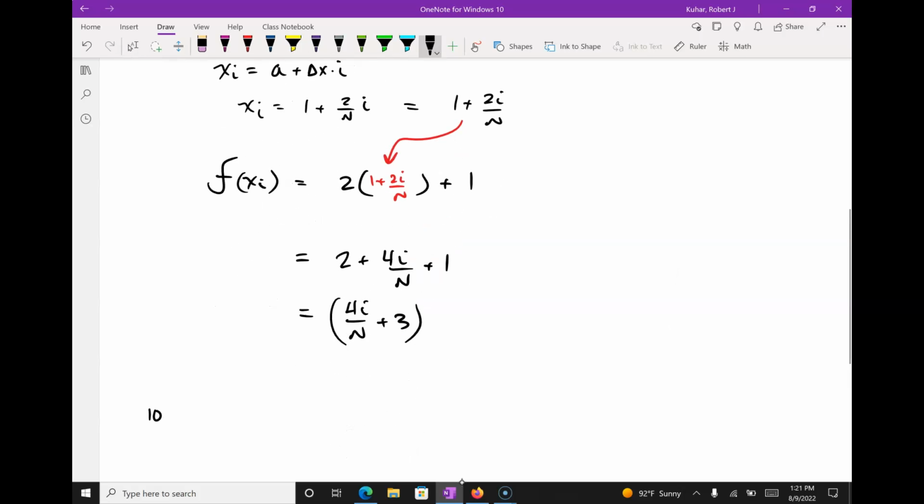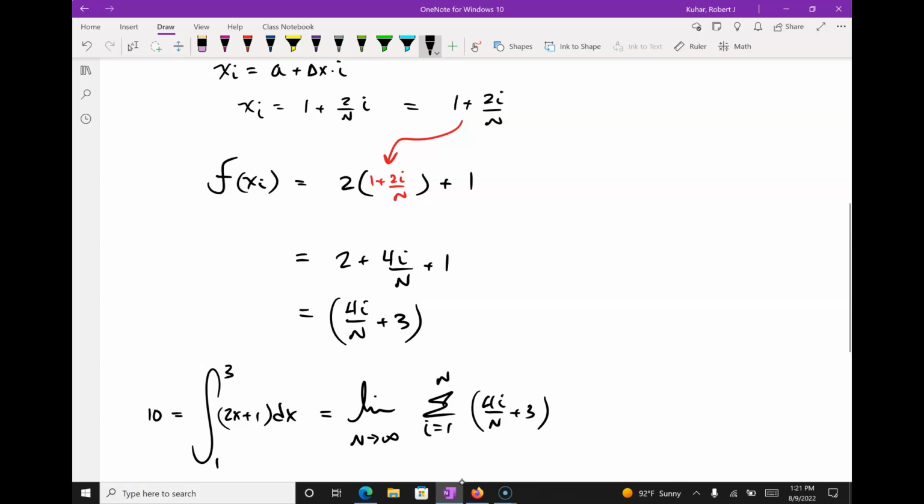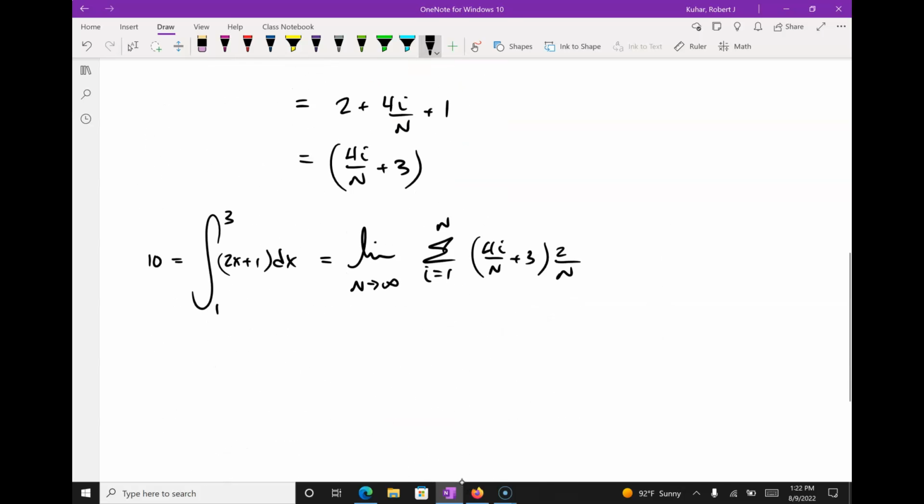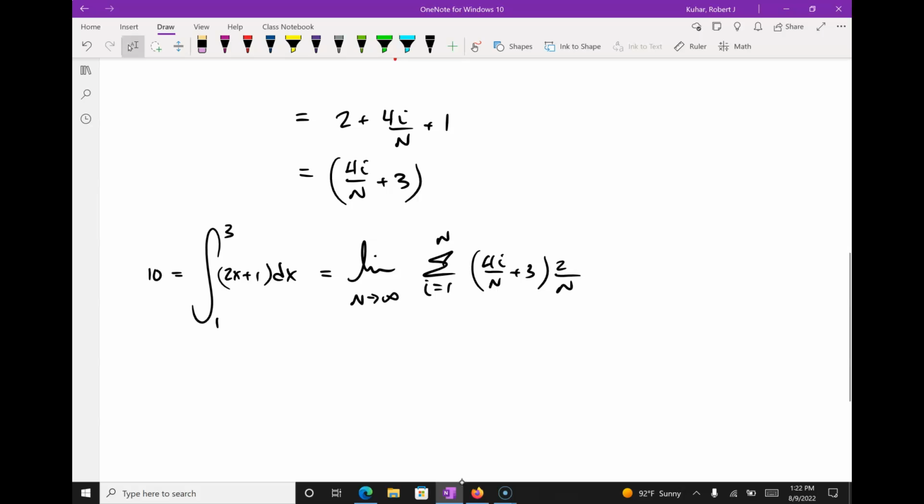So I already know that my integral from 1 to 3 of 2x plus 1 dx is 10. And I'm looking at the limit as n goes to infinity of the sum from i equals 1 to n of 4i over n plus 3 times, what? 2 over n, right? f of x sub i times delta x. Oops, sorry, 2 over n, not 2i over n. Double check, yes. Delta x is 2 over n. How are we doing?